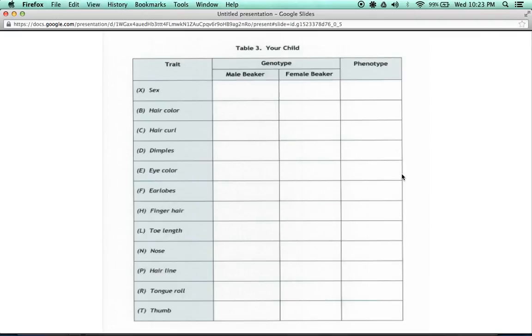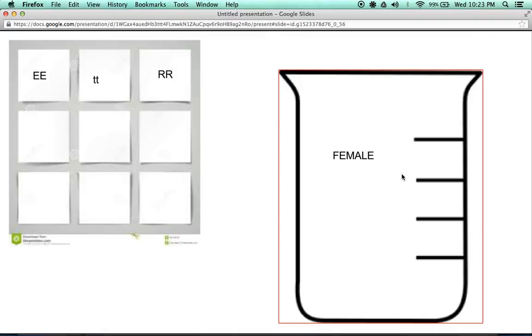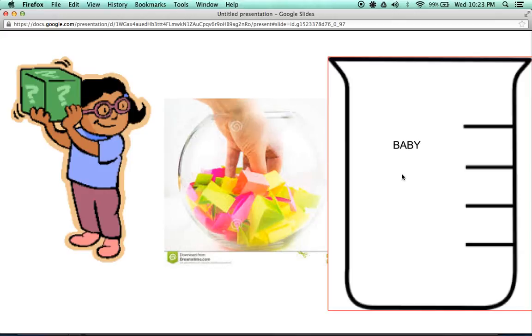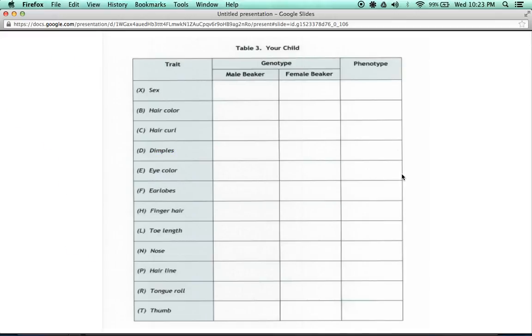When they get those traits, they're going to grab those 6 from the male and 6 from the female, shake them up, and put them into the baby beaker. The next step is to dump out the alleles from the baby beaker and pair them up for the genotype. Basically, they're going to see which type of baby they're going to have, whether male or female, what hair color, if there's a curl, eye color, all of these 12 descriptions that you can see right here on this slide.